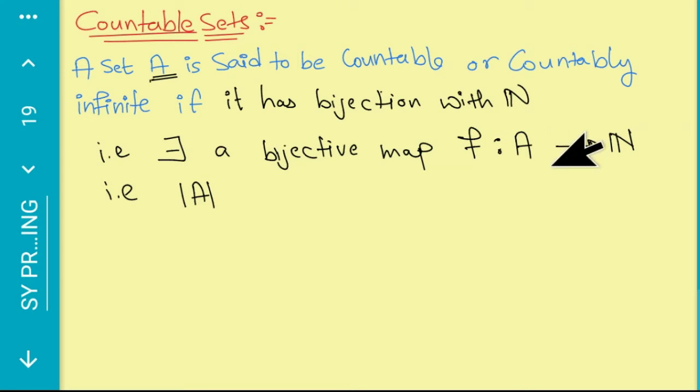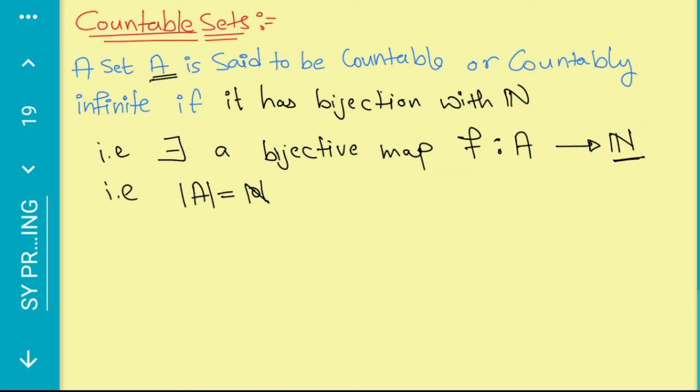In the previous videos, we have learned the cardinality of the set of all natural numbers. It is denoted by aleph naught. So these are the requirements. If either of them is true, the set is countable. Either there is a bijective map, or its cardinality is aleph naught, then you can say the set is countable. Okay.